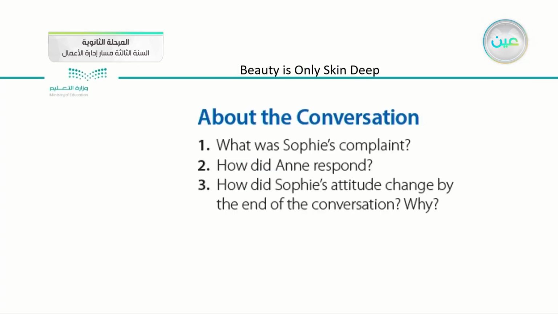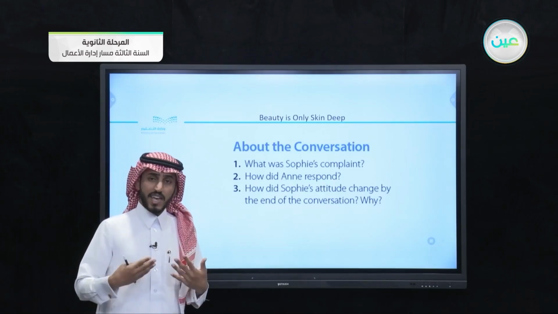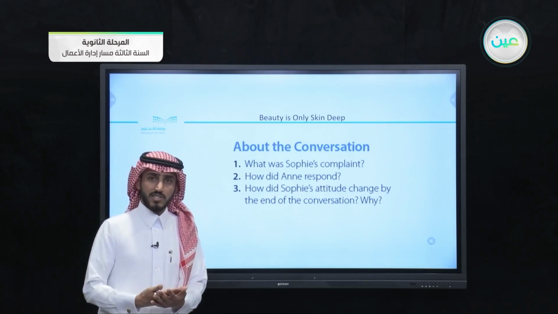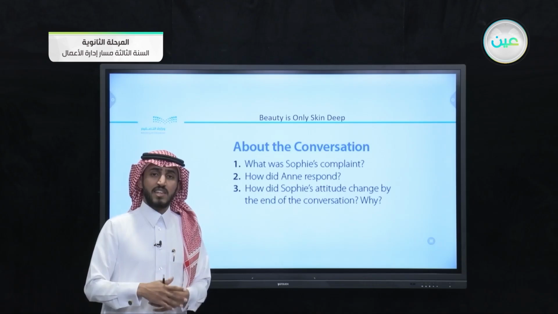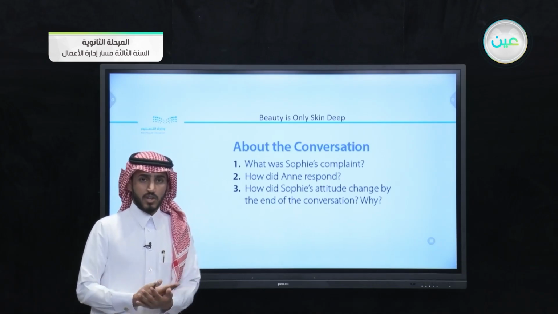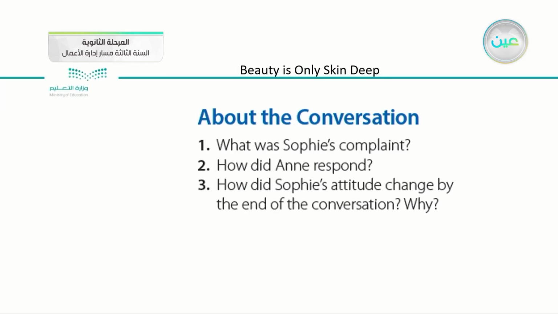Now let's go to the conversation. We have 3 questions. The first question is, what was Sophie's complaint? Number 2, how did Anne respond? Number 3, how did Sophie's attitude change by the end of the conversation and why? You can pause the video right now, go back to the conversation, listen again, and try to find the answer for each one of them, or you can start writing the answers from your memory and understanding of the previous conversation.